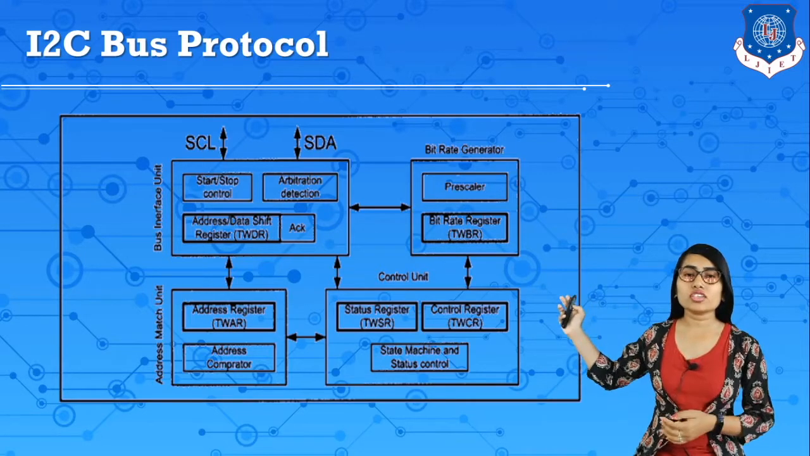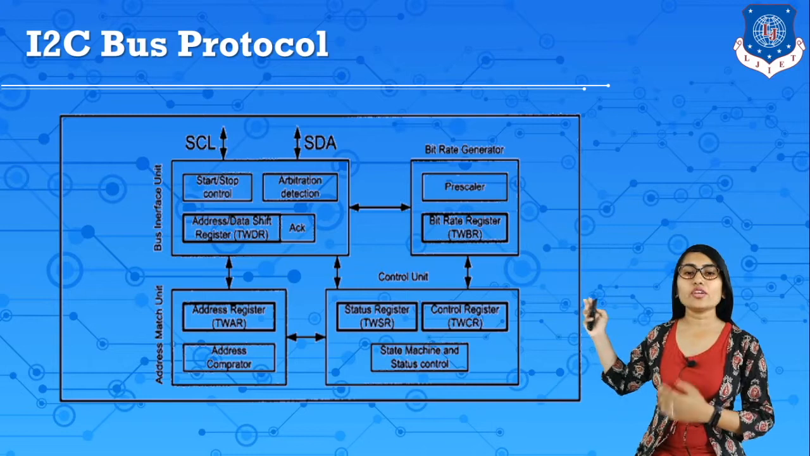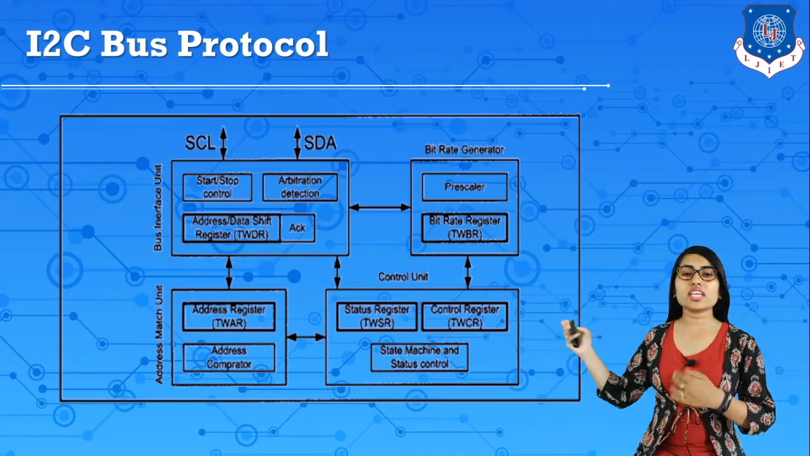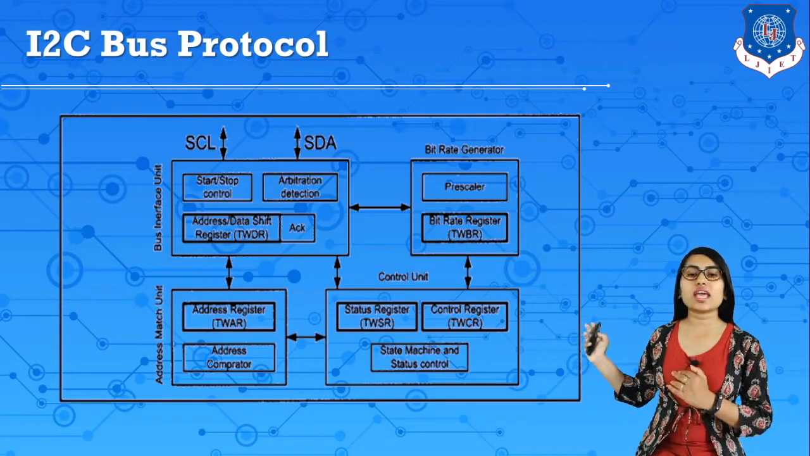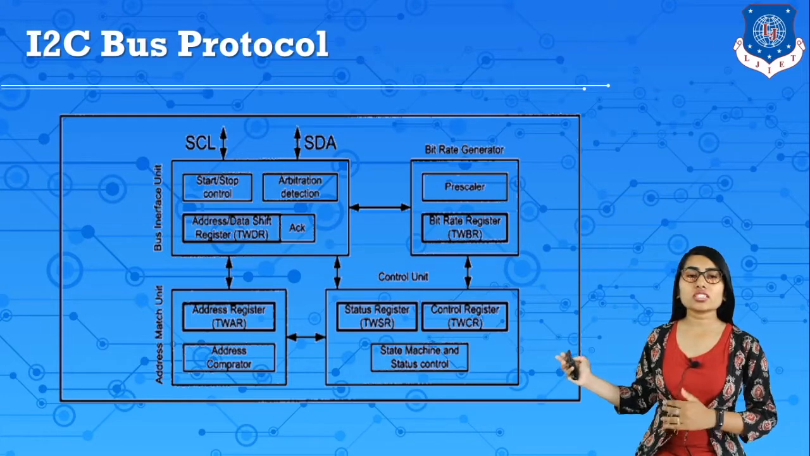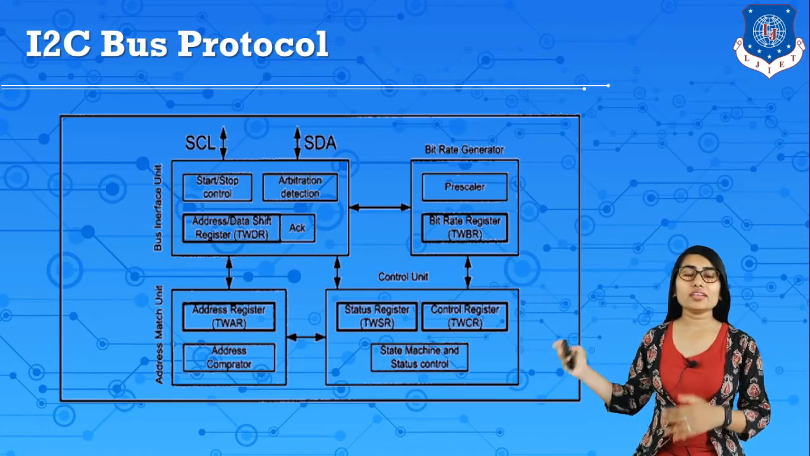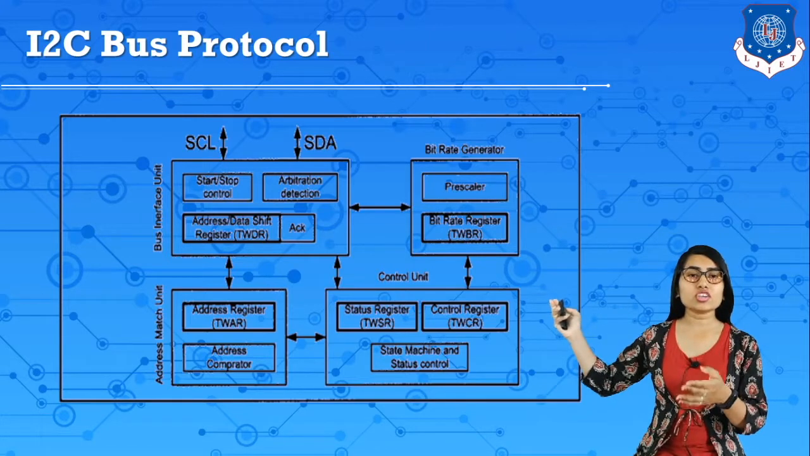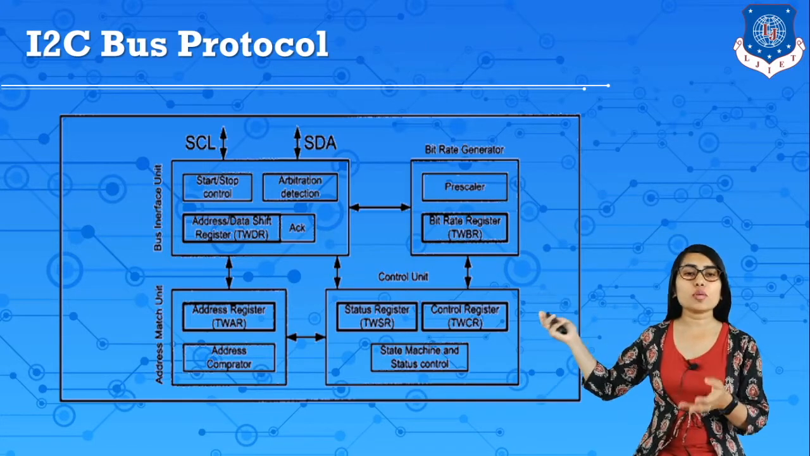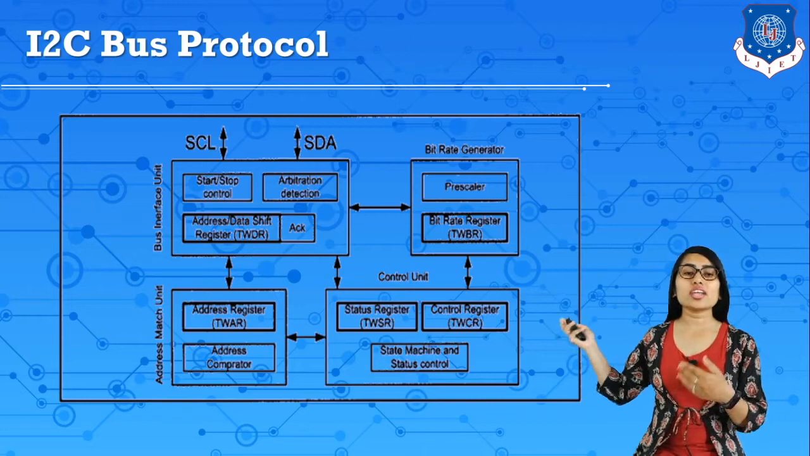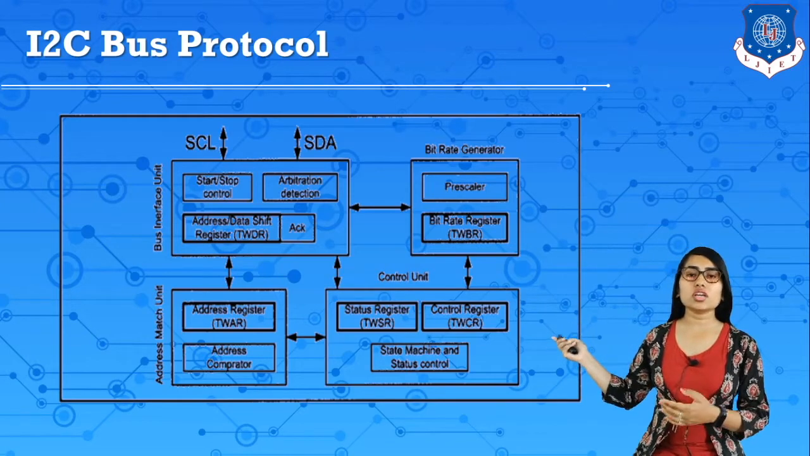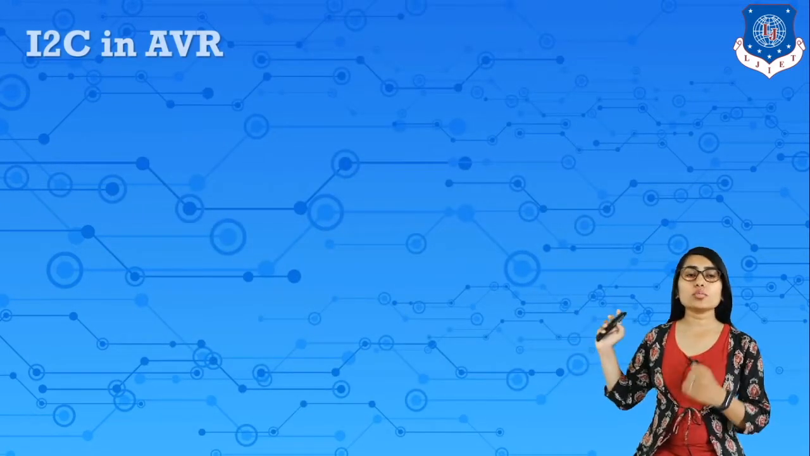In the bit rate generator there is a prescaler and bit rate register. In the control unit there is a status register, control register and state machine and status control. Here there is an address register and address comparator, and in the bus interface unit there is a start stop control, arbitration detection and address data shift register. So this is the I2C bus protocol.